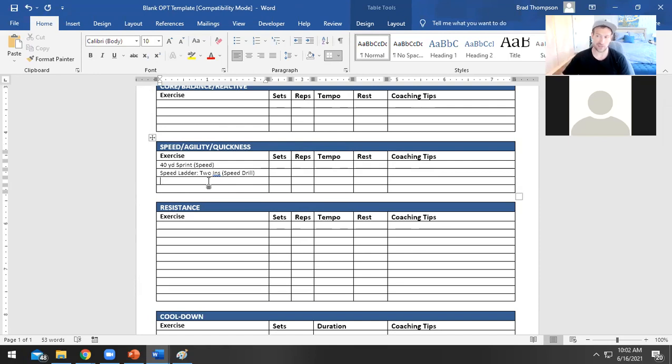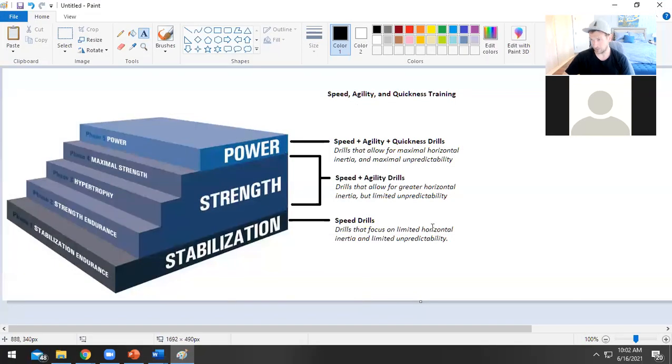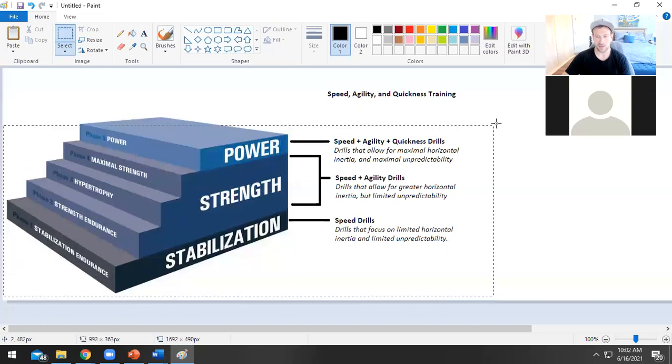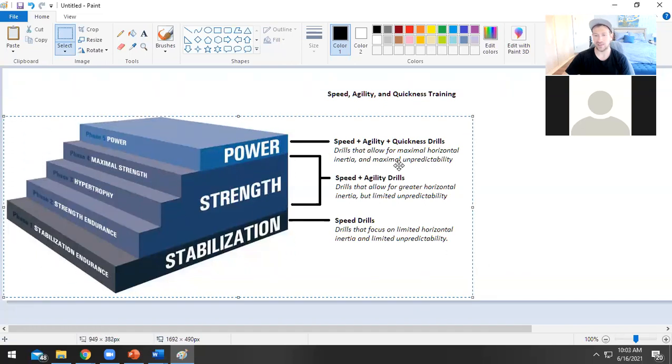Again, this is why there's some wiggle room. Yeah, I can do a little directional change with a client in stabilization. I can't expect them to only do things in straight lines for the entire workout. I can do a little bit. I am limiting horizontal inertia, not eliminating it. I'm just keeping it relatively simple. I'm not going crazy on the agility side of things. And that's really the distinction there.